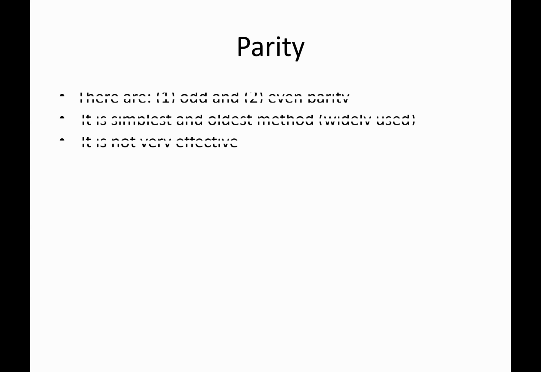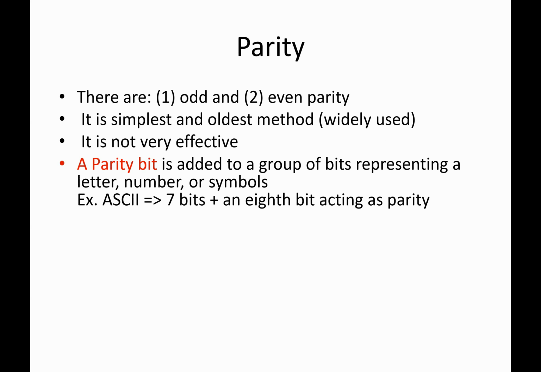Now parity, this is a way of checking to see if what you're sending is received. Okay, now it's very simple, it's widely used, it's not that effective, but it's simple. It has low overhead costs in terms of processing. Now going back to ASCII, the original ASCII codes were obviously using 8 bits, but actually they only used 7 bits to represent characters, so that would be 127 codes.